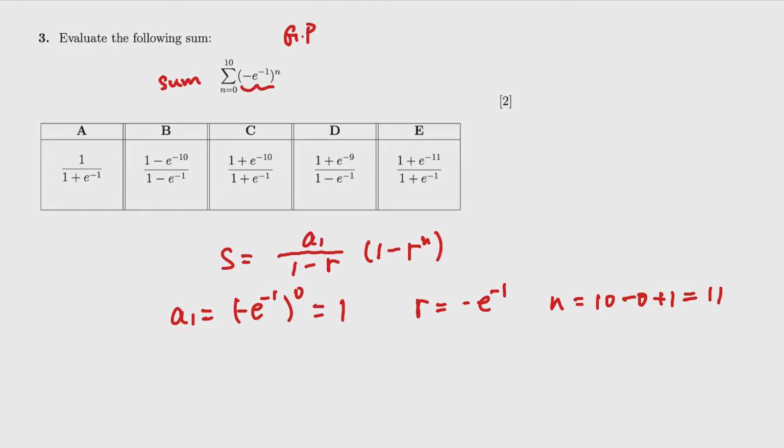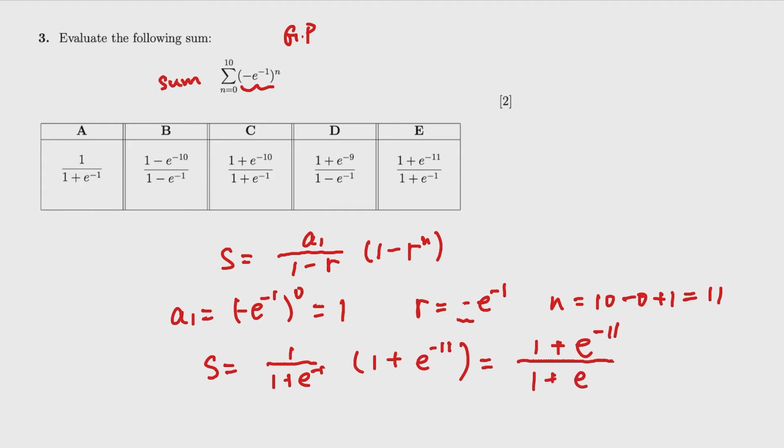So now we are putting everything back into S. So S equals to 1 minus common ratio, since we have another minus sign in front of that, so that's going to be 1 plus e to the minus 1, and times 1 minus r to the n. We have 11 terms, so r to the power of 11 is going to be minus e to the power of minus 11. Since we have 2 minus signs in the front, that's going to be equal to 1 plus e to the minus 11. So in the end, S equals to 1 plus e to the minus 11 over 1 plus e to the minus 1. So E is the correct answer.